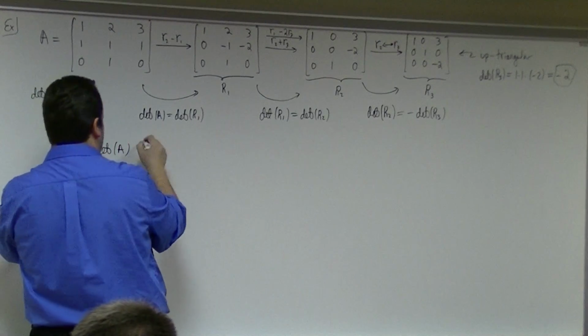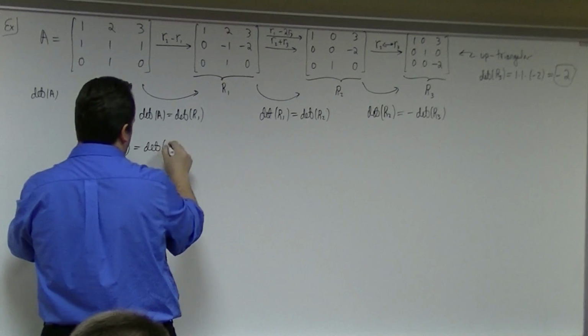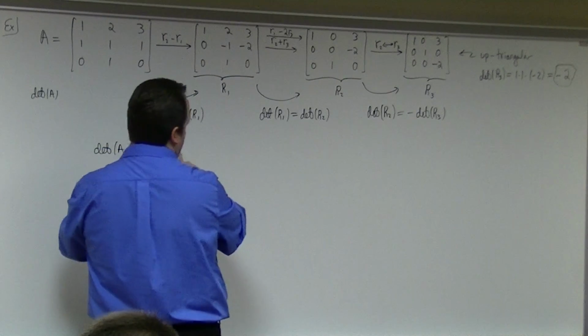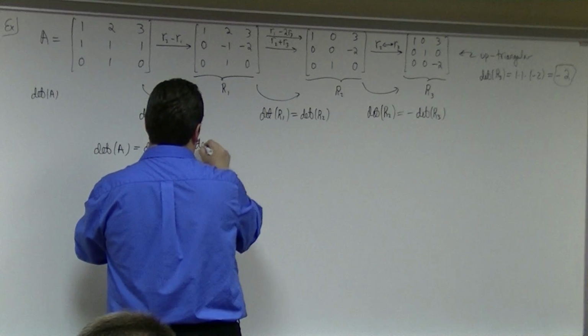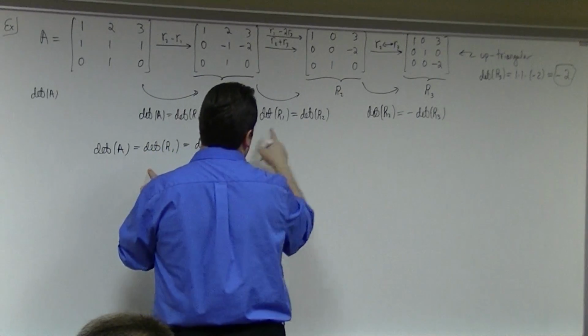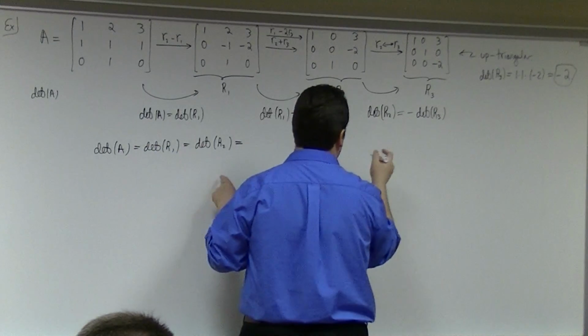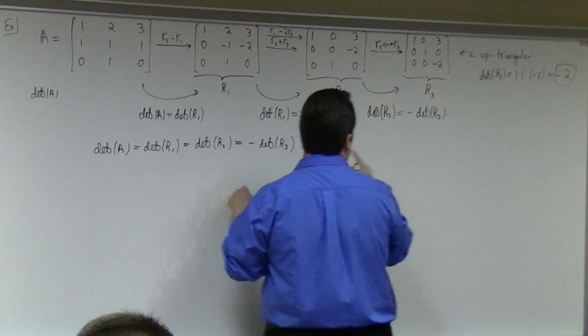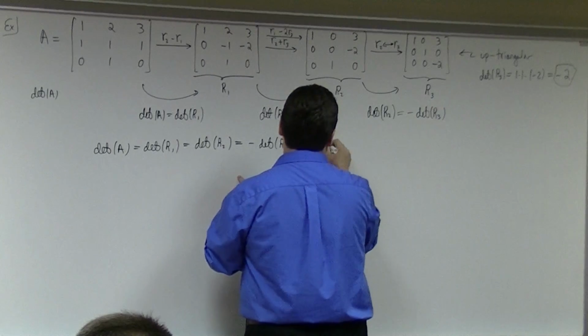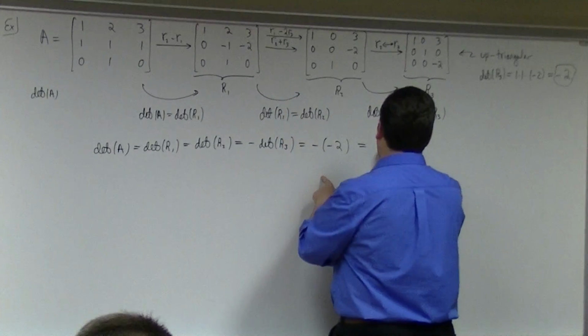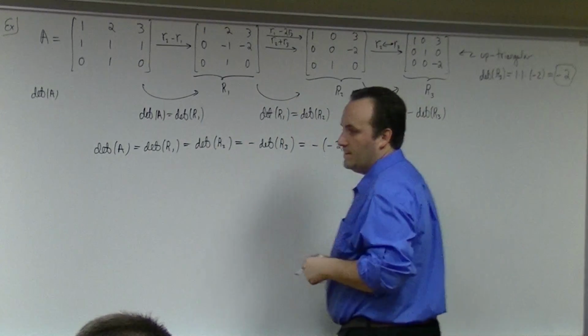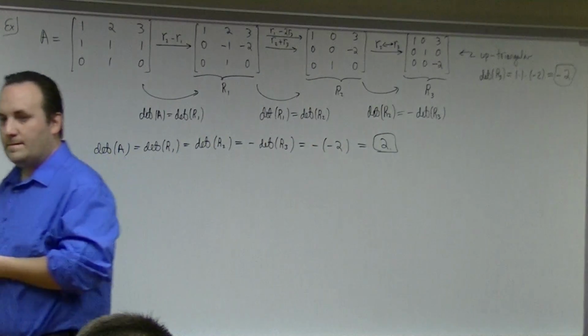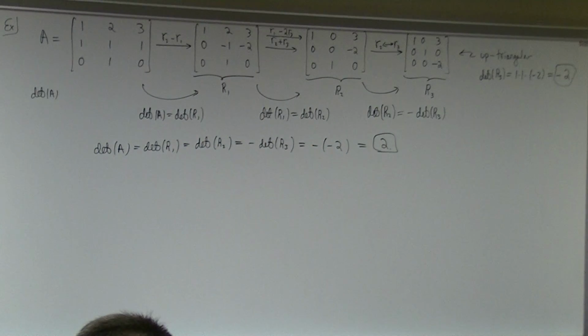So the determinant of A is equal to the determinant of R1, right? Which is equal to the determinant of R2, right? Which is equal to minus the determinant of R3, which is then equal to minus a minus 2. So the determinant's 2. And that's how you can calculate determinants using row reduction.